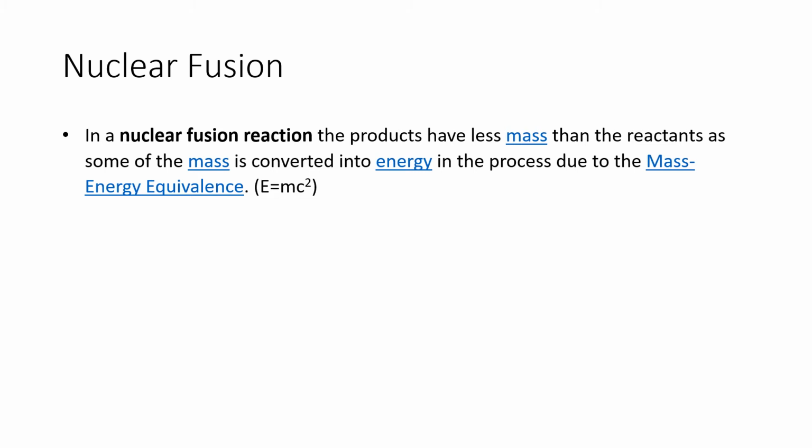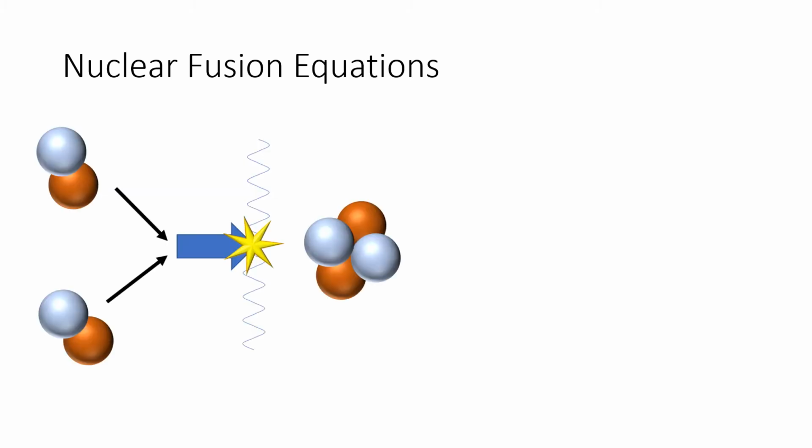So, nuclear fusion equations. Here we have 2 isotopes of hydrogen. They collide, and you can see by the star and the 2 waves I've represented there that there is an energy released in this reaction, and those two waves represent gamma rays. There are two gamma rays being released, traveling in opposite directions. And then finally, we have a new atom, or a new nucleus.